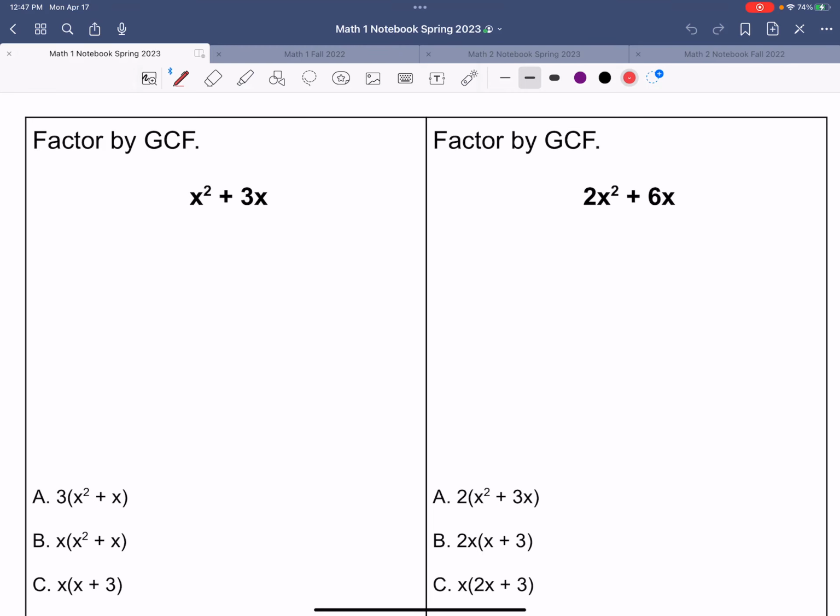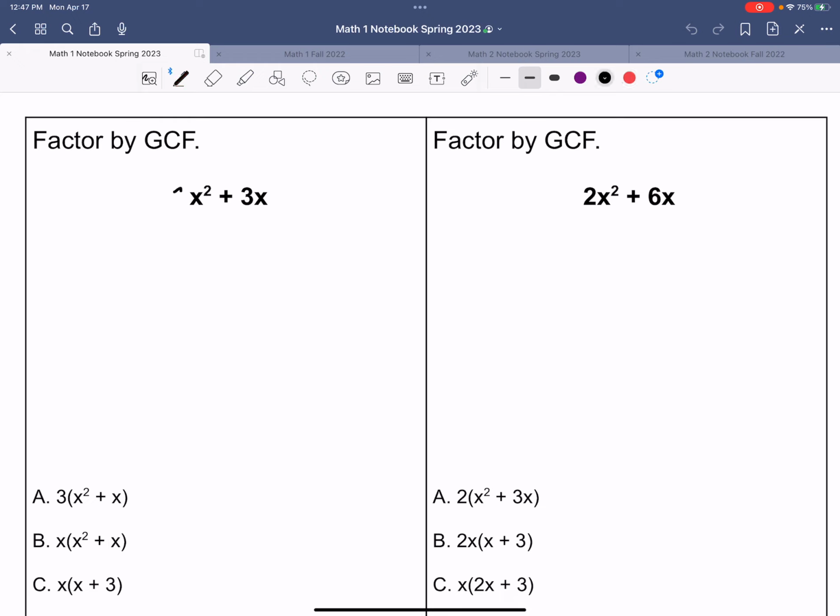In these next examples, we're not only going to find the greatest common number that will factor into each term, we also want to see if there are any variables or variables with exponents that could also be factored out. In this first example, we have x squared plus 3x.